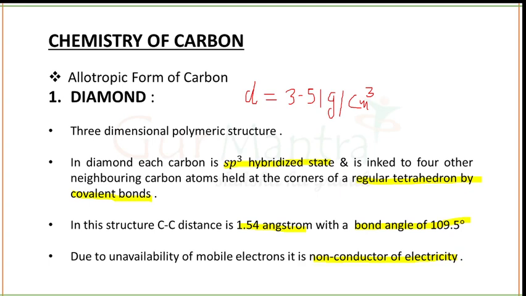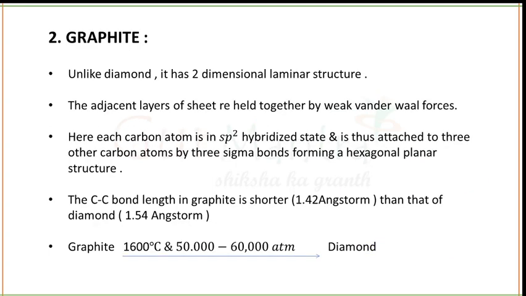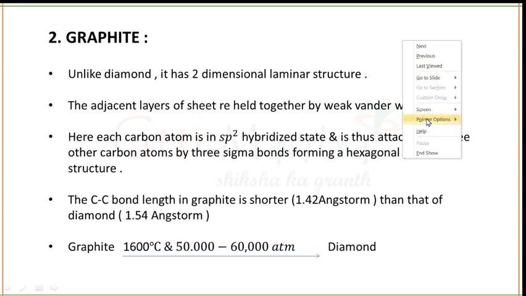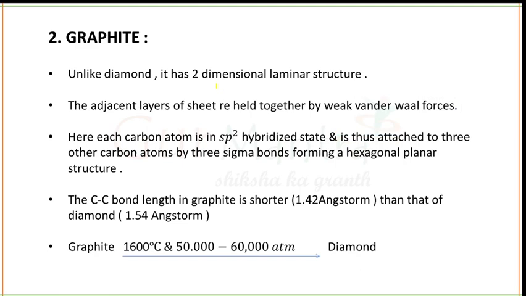Next is graphite. Graphite, referred to as plumbago, is a crystalline form of the element carbon with its atoms arranged in a hexagonal structure. It occurs naturally in this form and is the most stable form of carbon under standard conditions. Under high pressure and temperature, it converts to diamond. This is all about graphite. Unlike diamond, it has a two-dimensional laminar structure. You have to remember this point that graphite has a two-dimensional laminar structure.